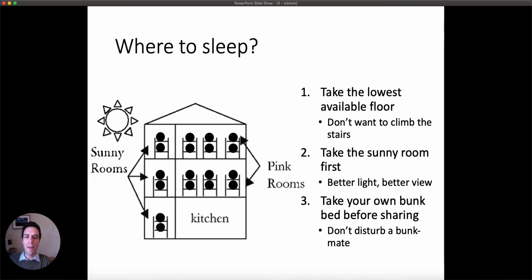And we've talked about how this question of where the people are sleeping is like the question of where are electrons, right? You can say that an electron is on the first floor. You can say that an electron is on the second floor in the sunny room. You can say that an electron is on the first bunk bed in the second floor in the pink room, right? So this is our analogy that we can use.